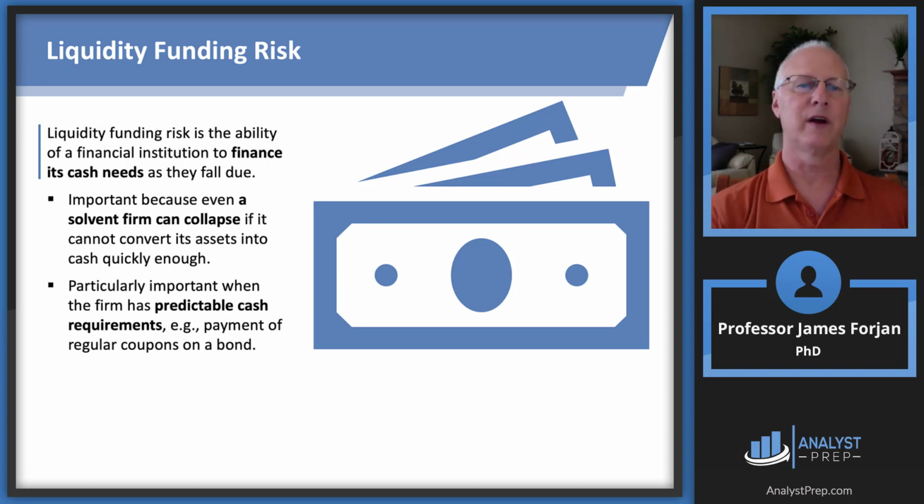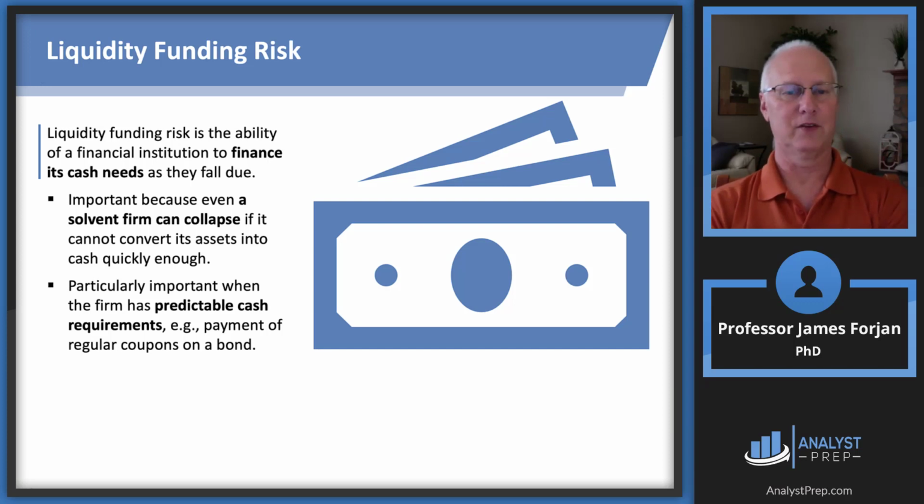Now, the important thing for a financial institution, and look at that bullet point there, this is important because even a solvent firm can collapse if it cannot convert its assets into cash quickly enough. It's particularly important when the firm has predictable cash requirements. Very simply, what do we have in our house? Pay to the order of the mortgage, pay to the order of the car, the cable, the electricity, all that stuff. But for a financial institution, it knows that it's going to have to make some coupon payments and principal payments, et cetera, et cetera.